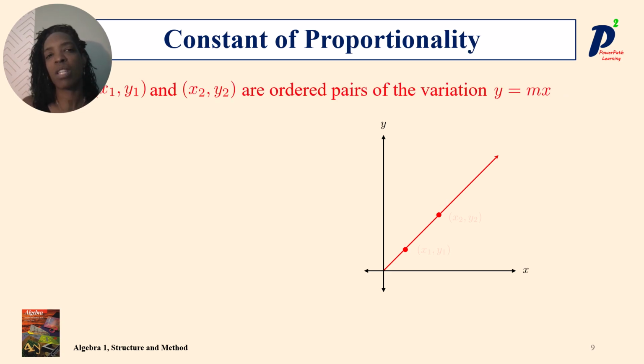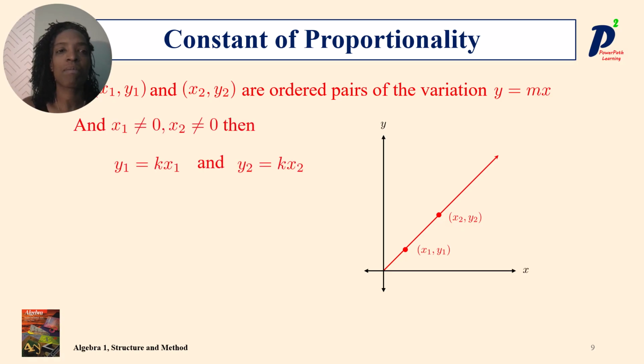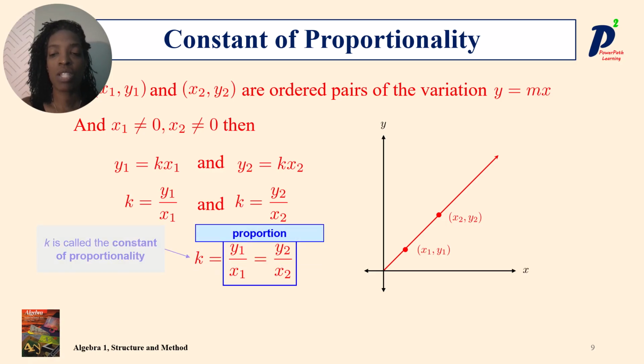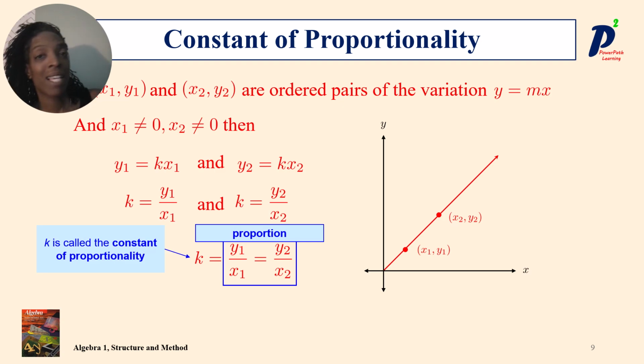Now, if we consider 2 points on the line, x1, y1, and x2, y2, they both satisfy the conditions of being true in y equals mx. So let's go ahead and set that up. So y1 equals kx1 and y2 equals kx2. I'm going to isolate k for each. And since they're both equal to k, they are equal to each other. And this is a proportion, which is the reason why k is often called the constant of proportionality.